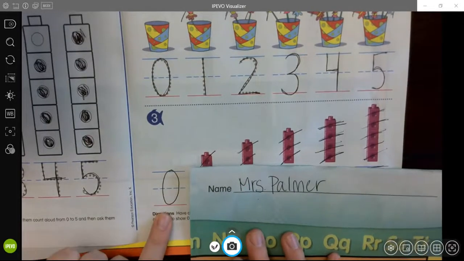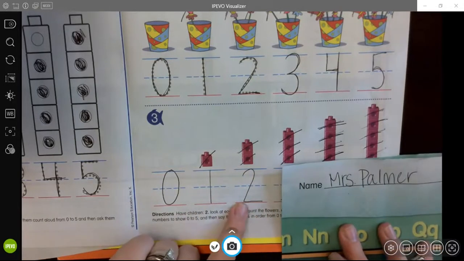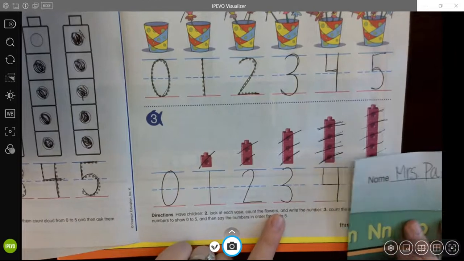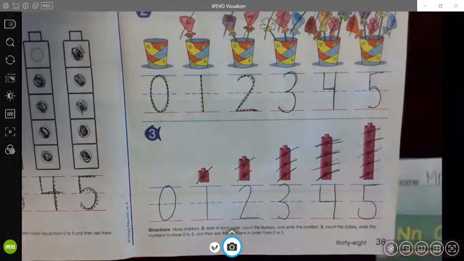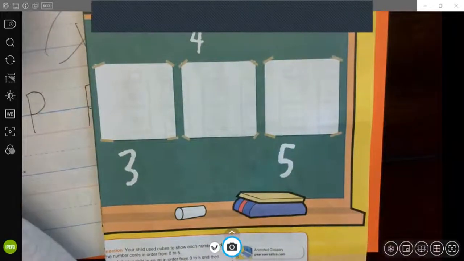So go 0, 1, 2, 3, 4, 5. Great job, everybody. That is done. What you have to do for math homework is the 3rd piece of paper in the math packet. So if you complete that, take a picture of it and make sure you send it to me so I can see your hard work.